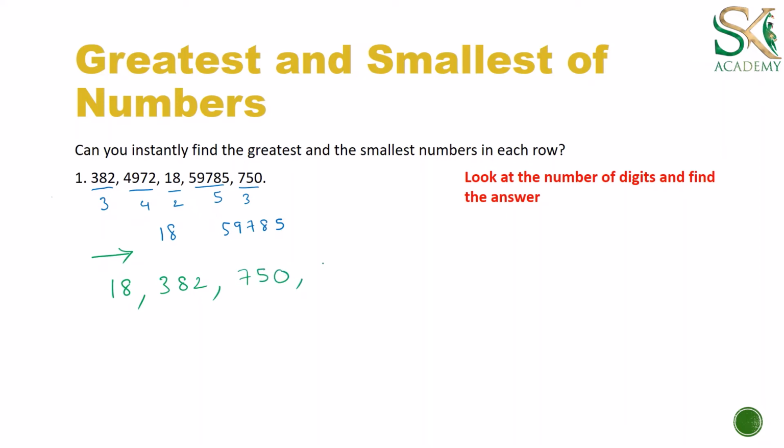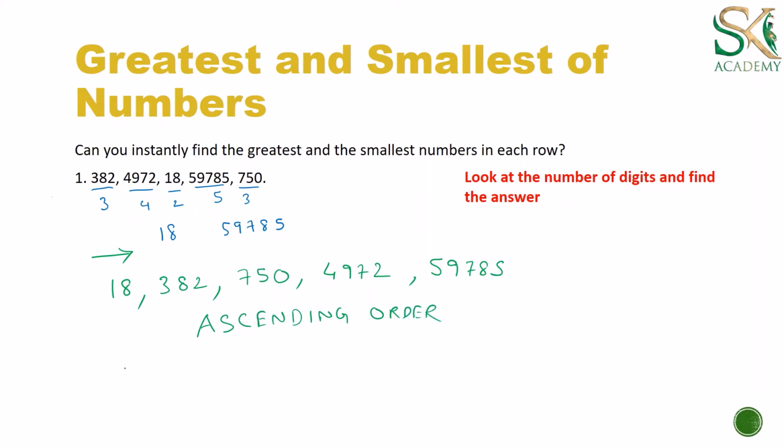Now the next highest number is 750. Then the 4-digit one, which is 4972. And the next one is 59785. When you write in this fashion, that is increasing order of the numbers, we call it ascending order. Please remember, it is called ascending order.